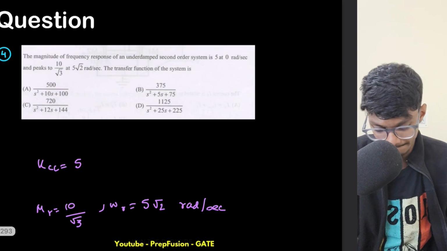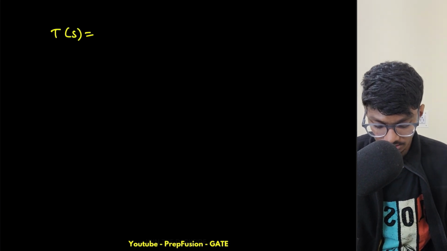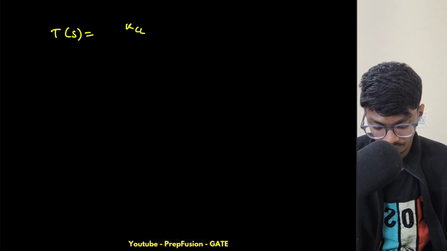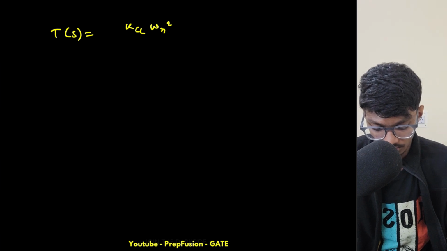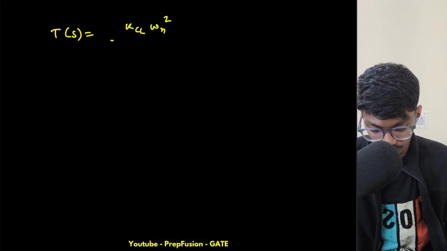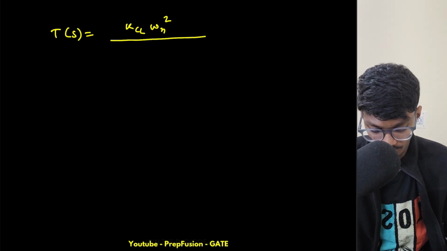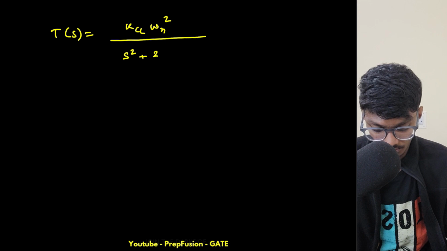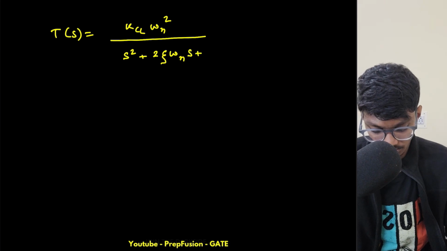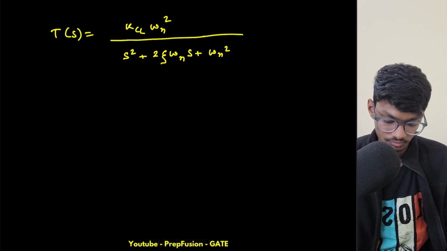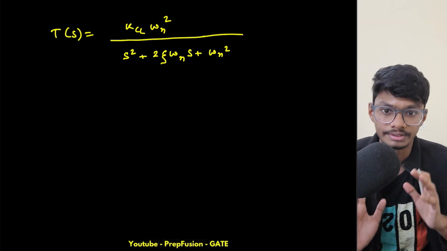So KCL is 5, and what is my standard transfer function written as? It is KCL into omega n square divided by s square plus 2 zeta omega n s plus omega n square. So this is what my standard transfer function can be written as.